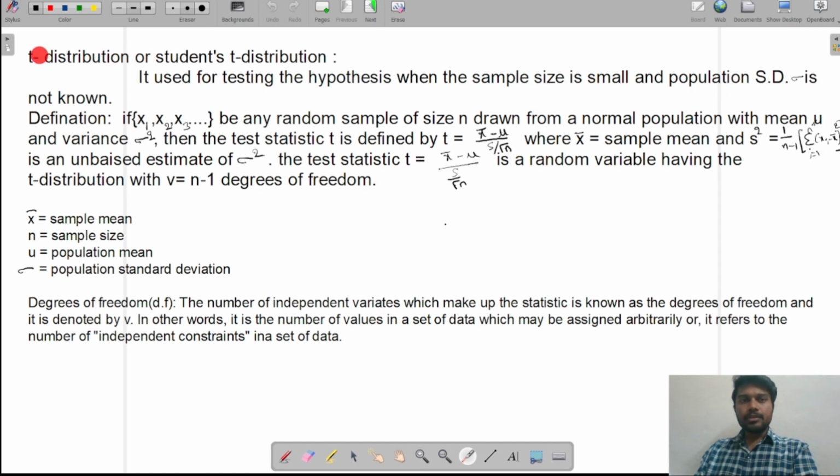Hello students, welcome to the next lecture, the t distribution, or Student's t distribution. It is used for testing a hypothesis when the sample size is small and the population standard deviation sigma is not known. We are testing whether the hypothesis is accepted or rejected. For that, the sample size is very small and the population standard deviation sigma is unknown.